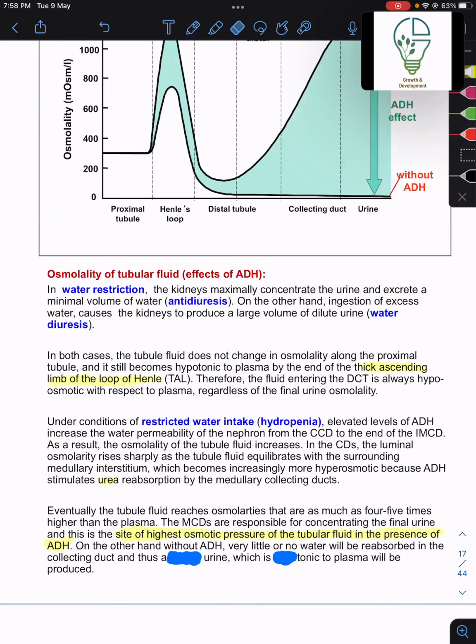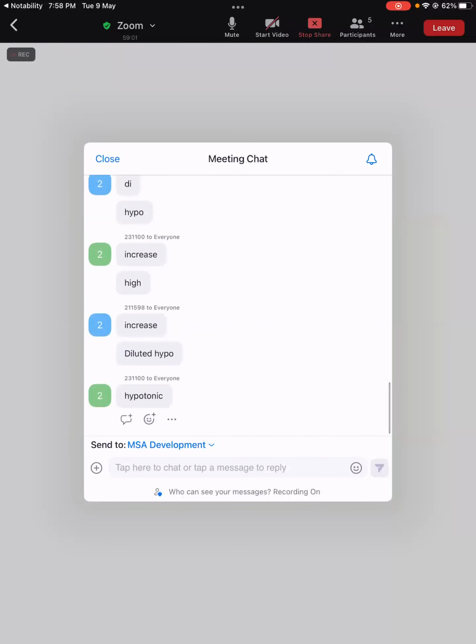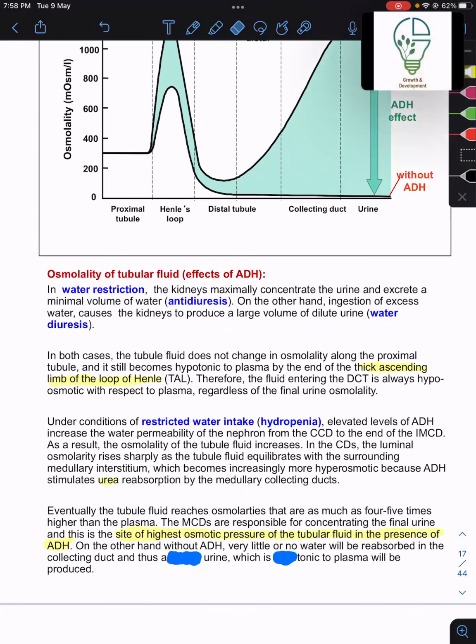Okay, the bottom two over here. On the other hand, without ADH, very little or no water will be absorbed in the collecting duct, and thus a blank urine, which is blank tonic to plasma, will be produced. So is it hyper or hypotonic? Hypotonic. Yes. And then it's also diluted, which is pretty much saying the same thing.